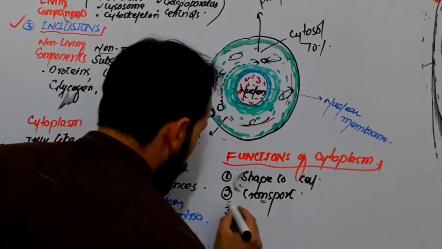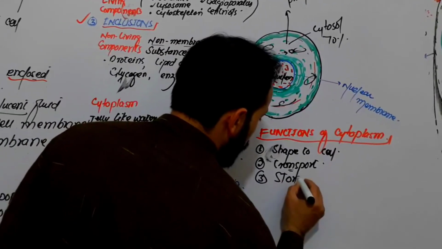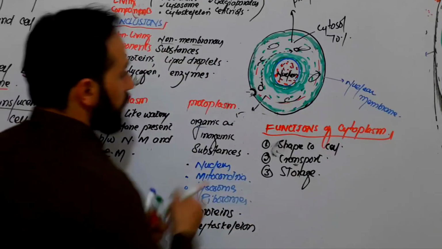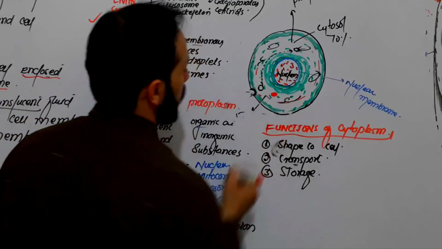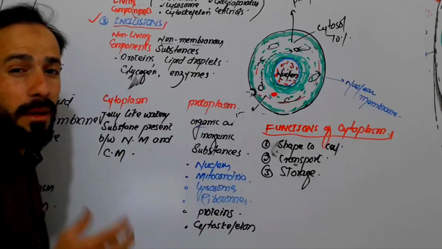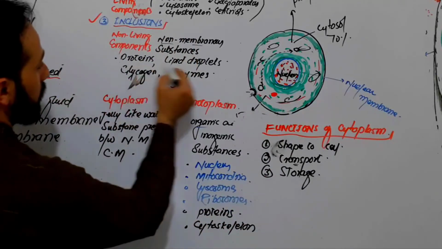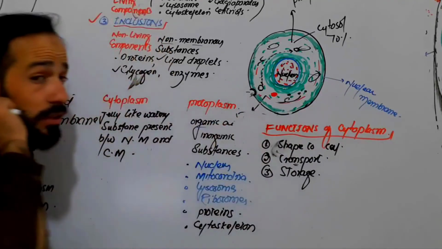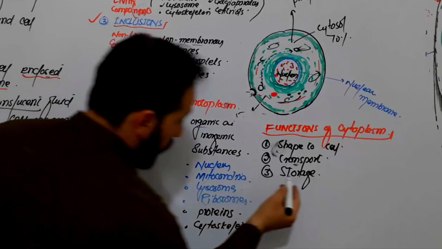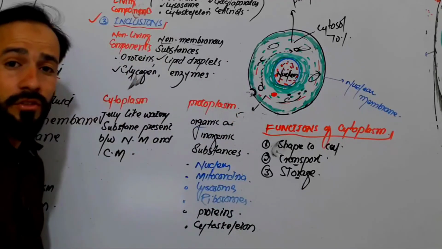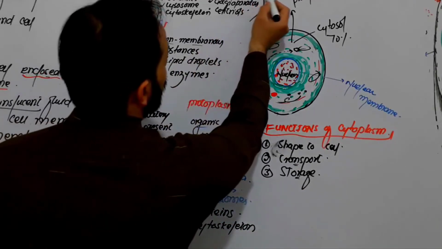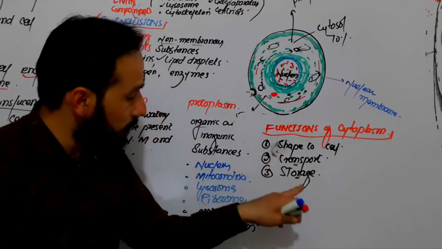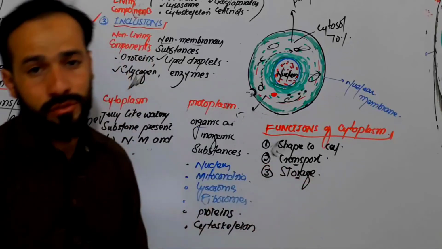The third function of cytoplasm is the storage function. It performs the storage function. How? It stores certain chemical substances like lipids. We have written here the lipid. Like glycogen, cytoplasm stores glycogen. So it performs a function which is storage. It stores minerals or ions. So cytoplasm also does the function of storage.